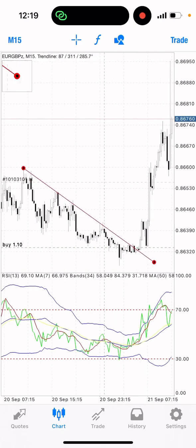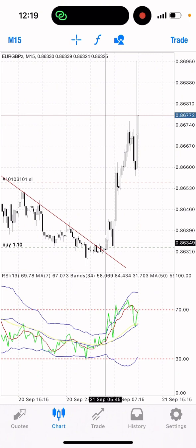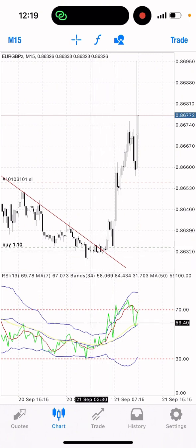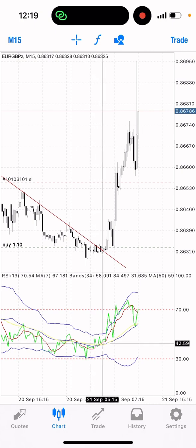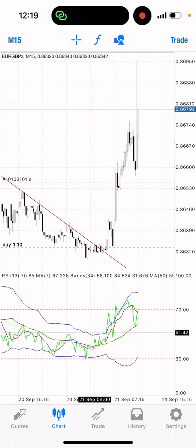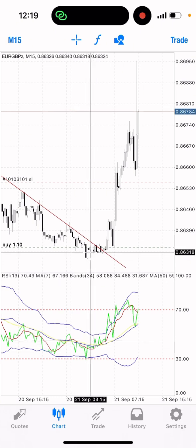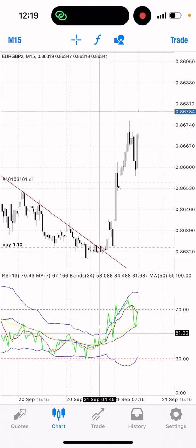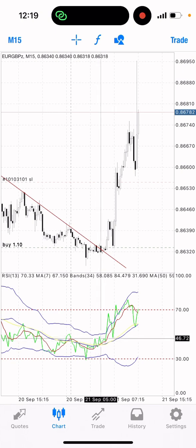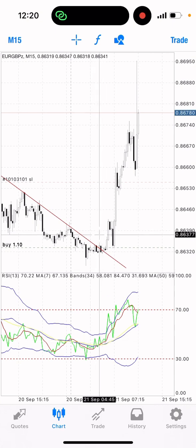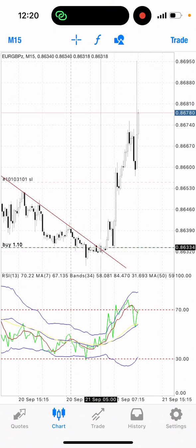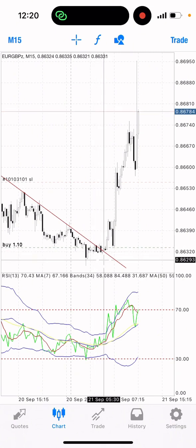So I drew my trend line. After drawing my trend line, I waited for the market to break the trend line upward and then go above the middle band here. You see here it went above the middle band the first time, but the trend line wasn't broken yet. The second time it went above, you see the green moving average moving above the middle band. That time the market broke the trend line.